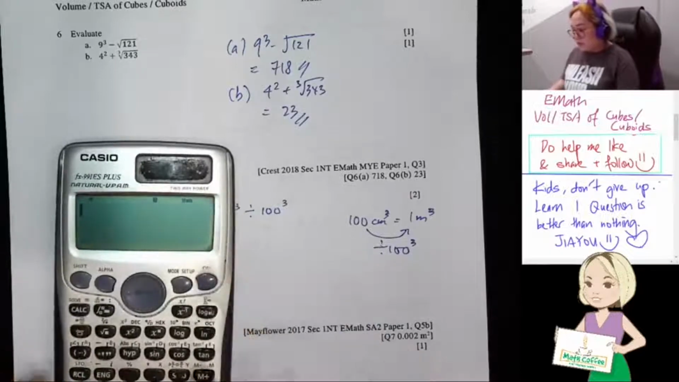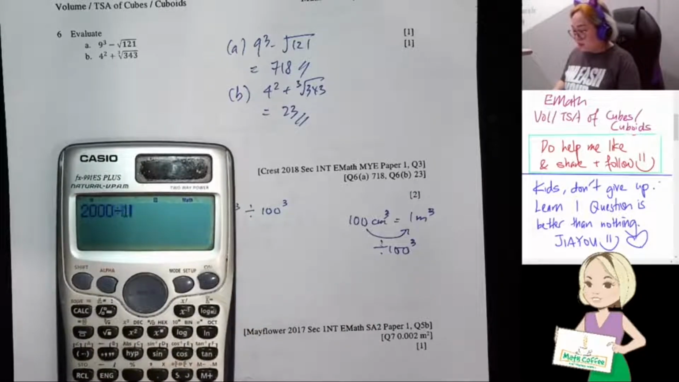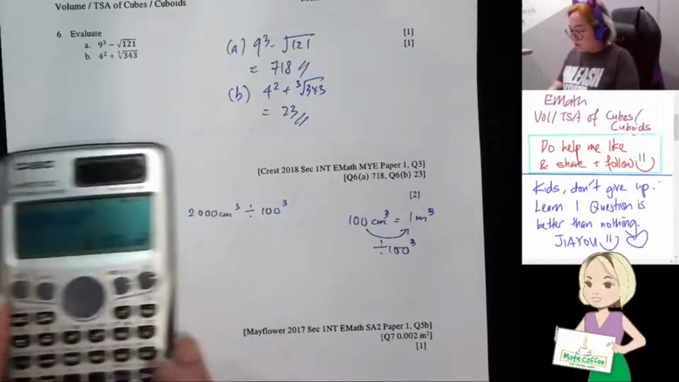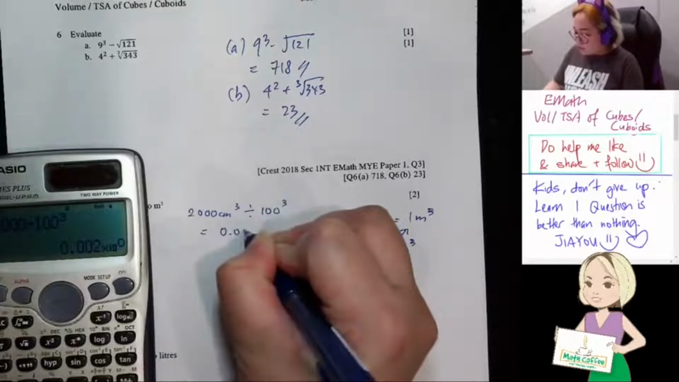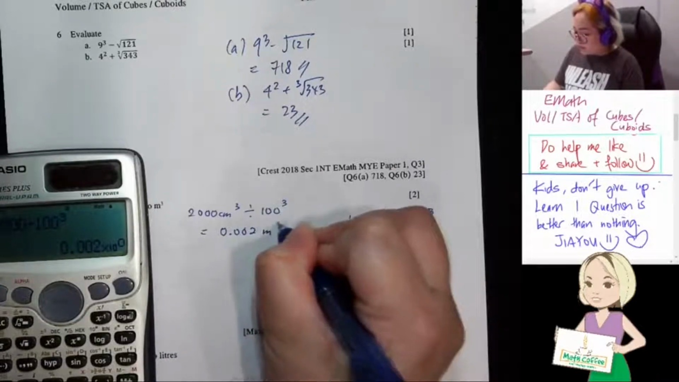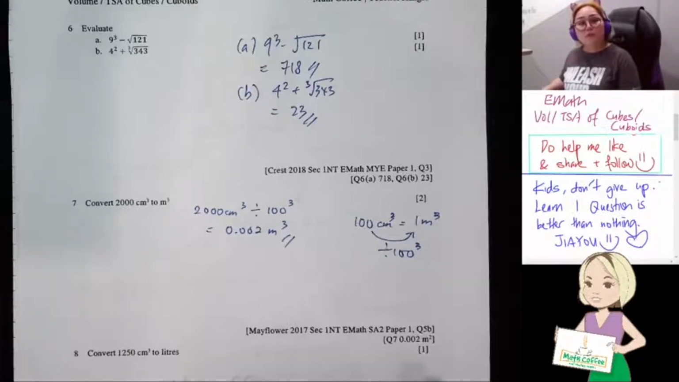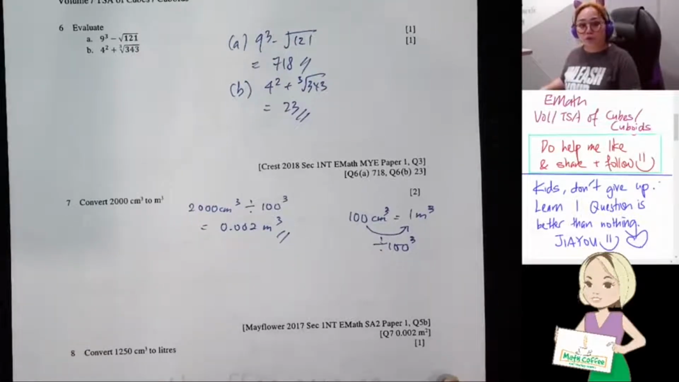So we will just key into the calculator 2000 divided by 100 to the power of 3, because it is cm cubed to meter cubed. And you will get this. I have to press this side. So it's 0.002 meter cubed. And we are done. Okay, so this is how you convert.